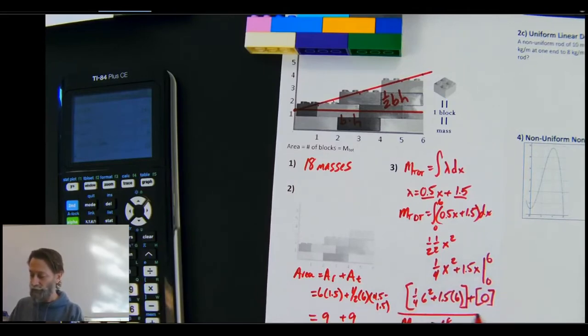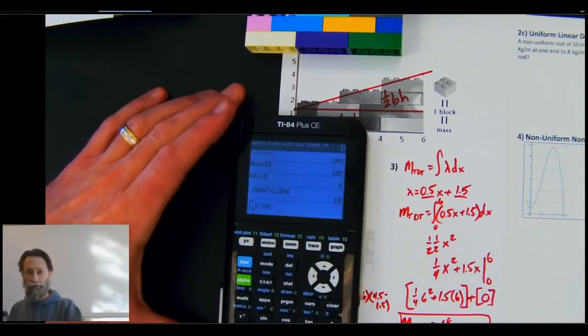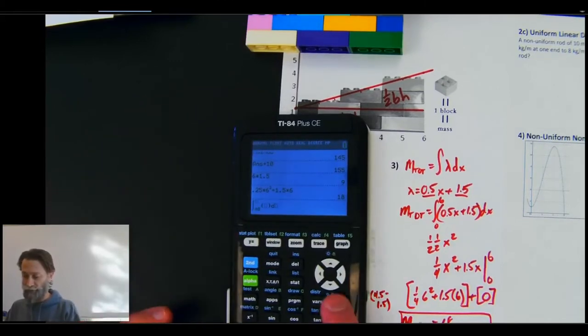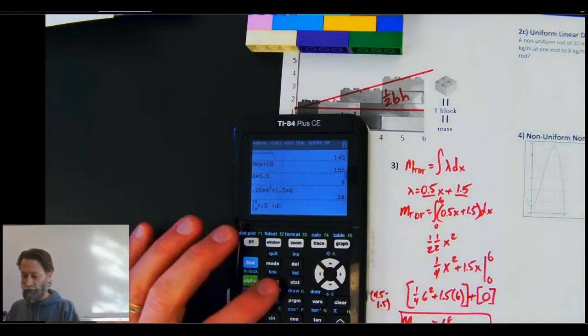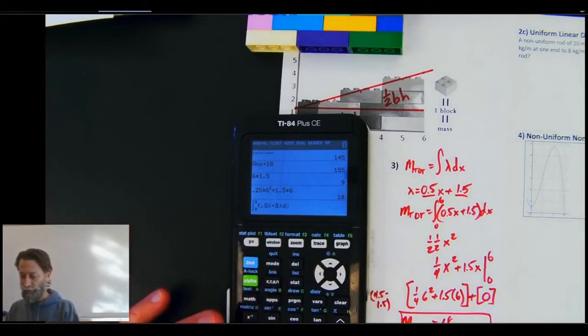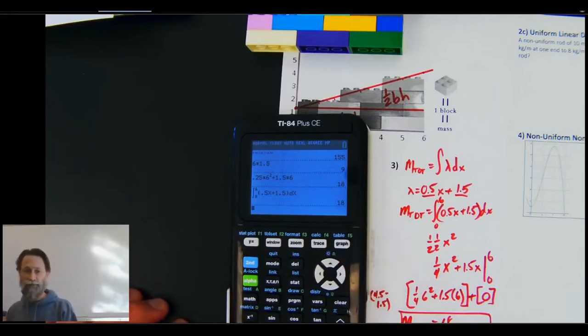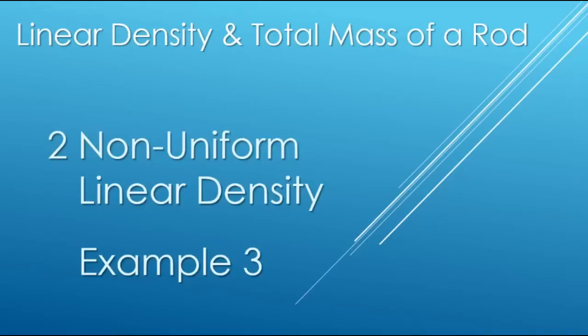Again, don't forget that you can do this in your calculator. If you do math 9, then you're going to plug in the values that you have from here. So I'm going to have 0 to 6. It's going to be 0.5x plus 1.5 with respect to x. And then notice that it gives me the 18 value there.